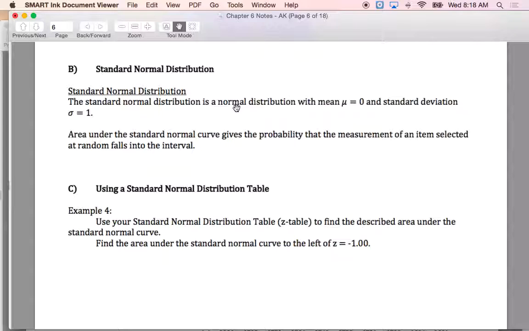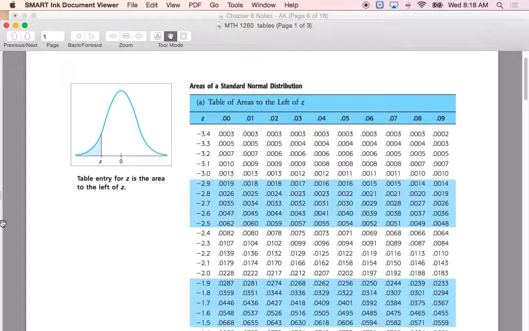So in example 4, it says use your table. I'll always call it the z table because it says z at the top there, to find the described area under the standard normal curve. So it says find the area under the standard normal curve to the left of z equals negative 1. So I'm going to go to my chart here. So you have this pretty picture here.